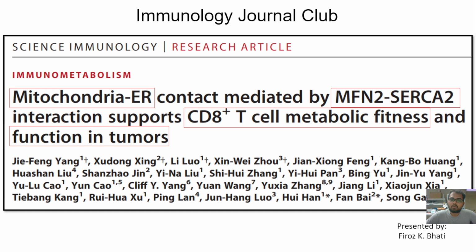Overall, these experiments were done in different tumors, especially mice xenografts, and also samples from human tumors. So first, what we are about to do is we will discuss these terminologies and try to understand what this terminology means.